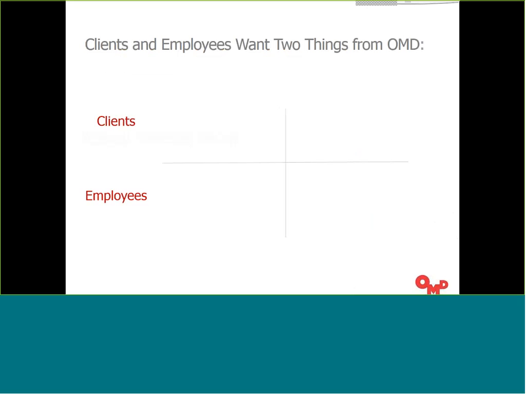So, as you recall, we've determined that there's a reason why clients choose OMD, and there's a reason why employees choose OMD, and it falls into the same two categories of clarity and clout, and the Master Activation Brief helps us deliver on both of these.